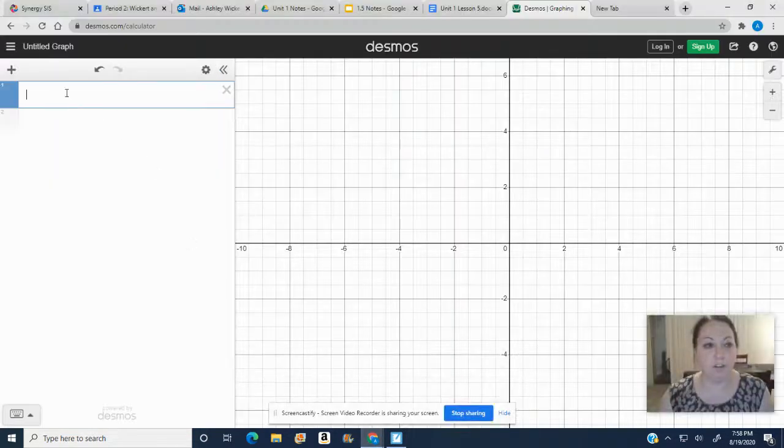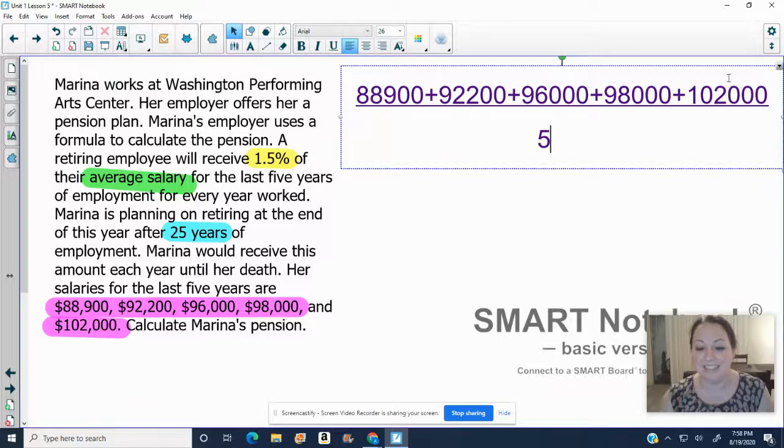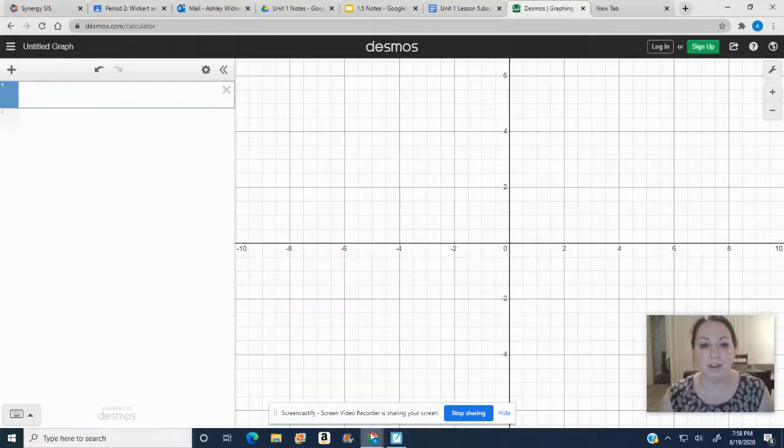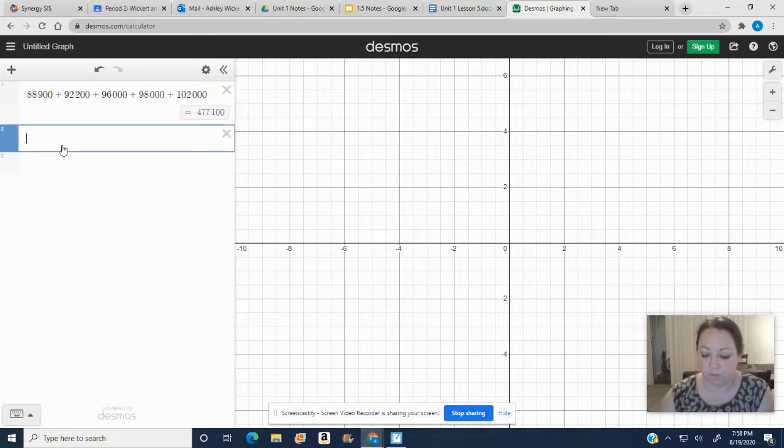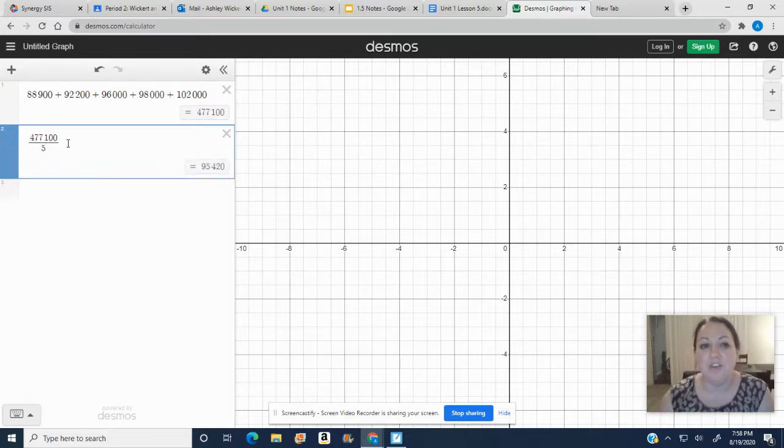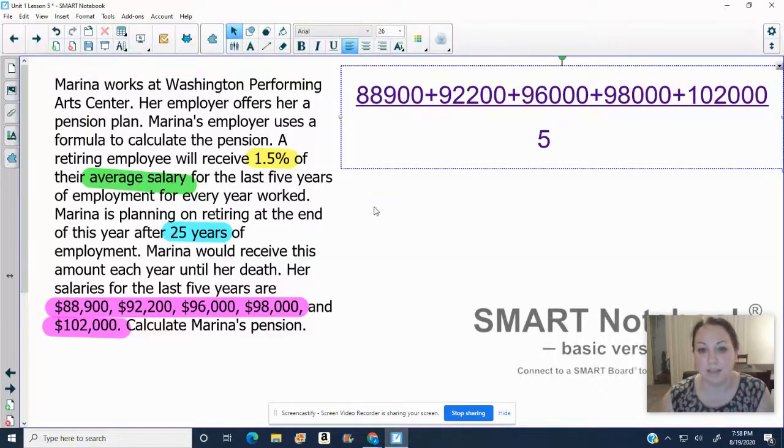I'm going to go over here to Desmos to do this. You guys, when I highlighted all of those salaries, I did this really smart thing. I hit Control C, Control V, and I don't have to retype it again. Her total salary for 5 years was $477,100. I'm going to take that amount and divide it by 5 to get my average salary. We're going to need that.